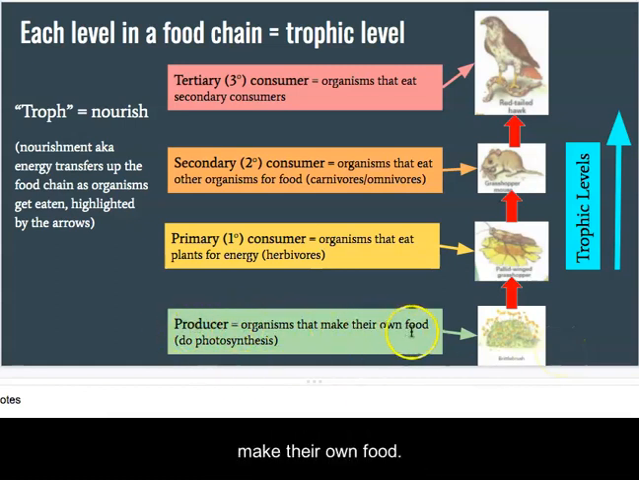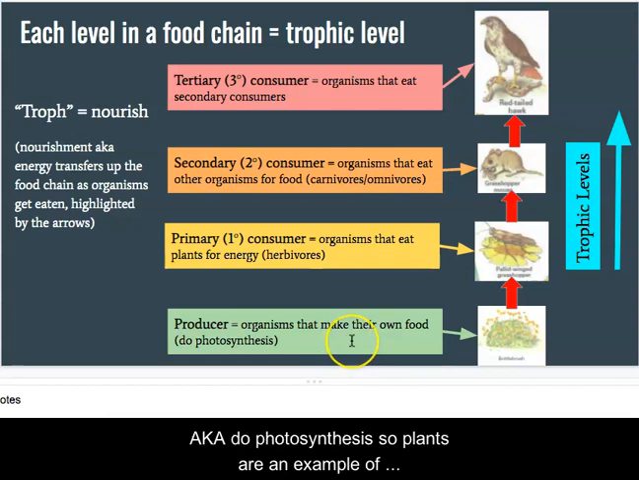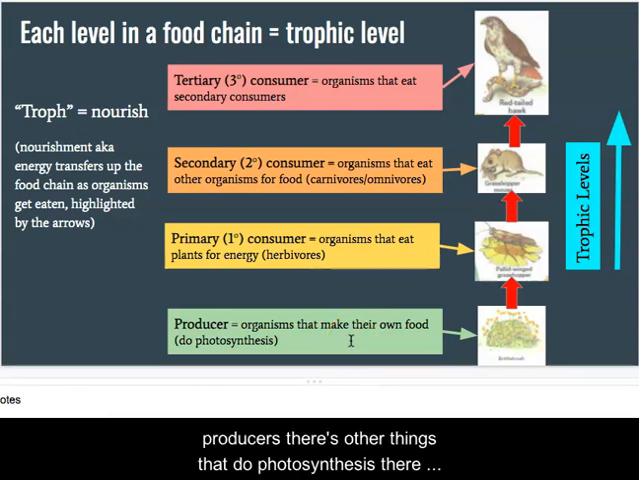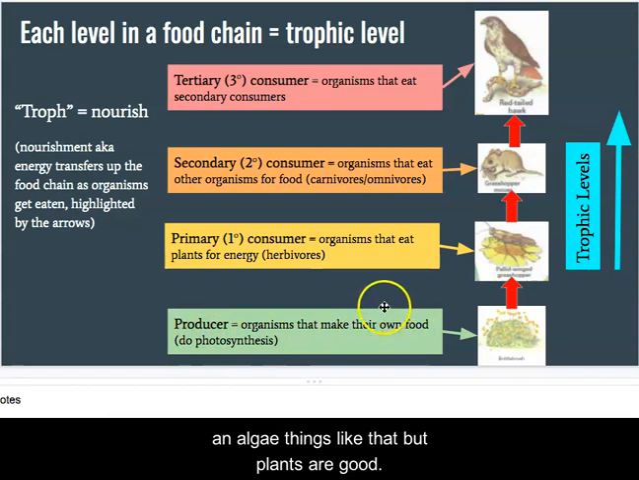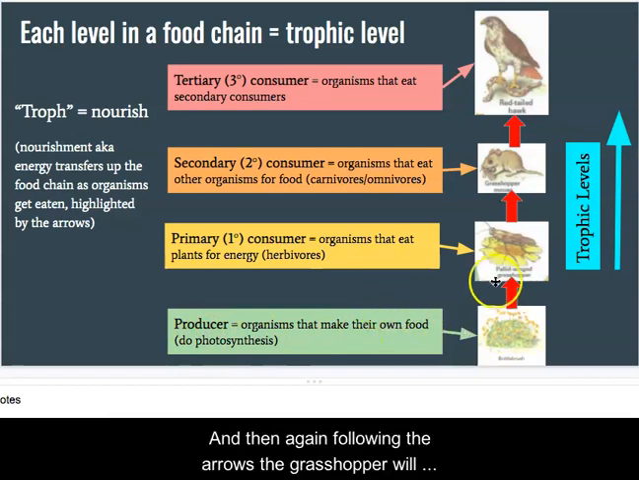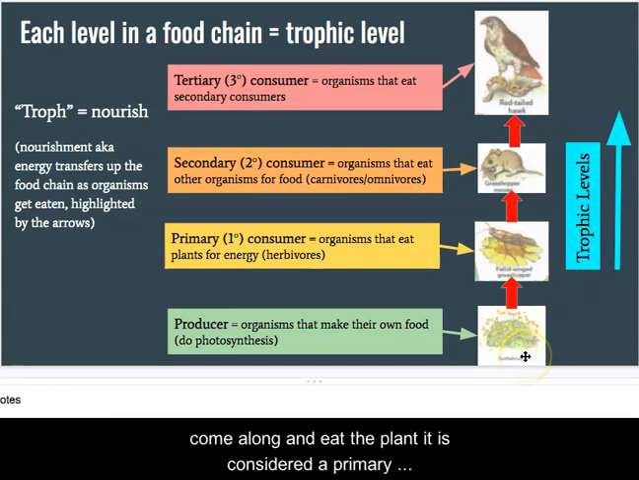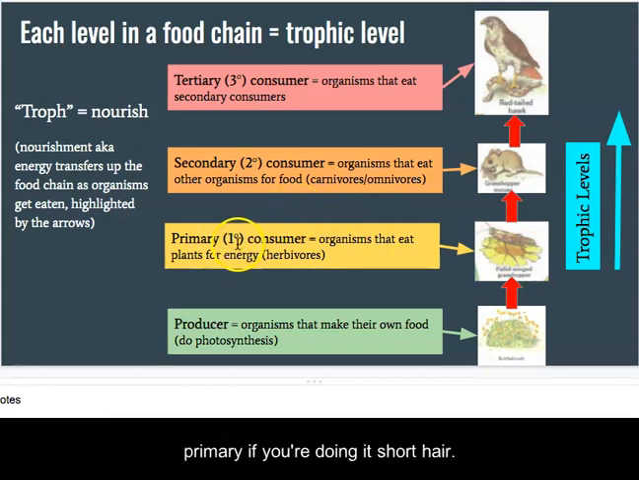These are organisms that make their own food, aka do photosynthesis. So plants are an example of producers. There's other things that do photosynthesis, certain algae, things like that, but plants are a good start. And then again, following the arrows, the grasshopper will come along and eat the plant. It is considered a primary consumer. And this little one with a circle here, that means primary, if you're doing it shorthand.